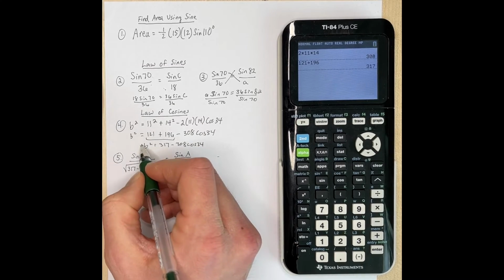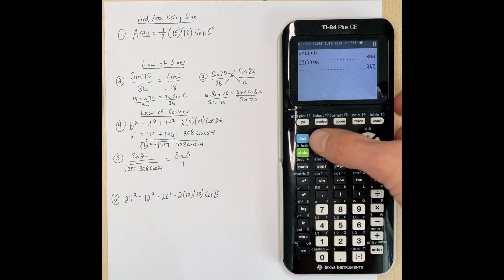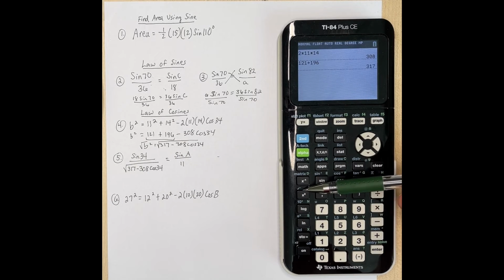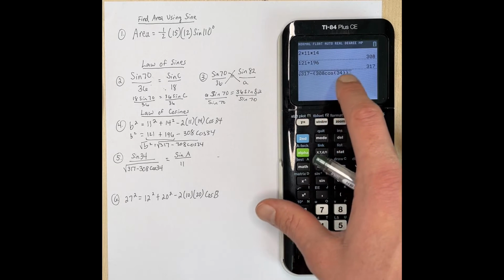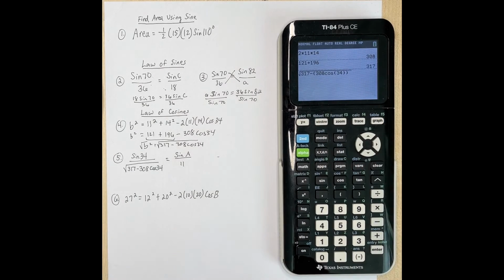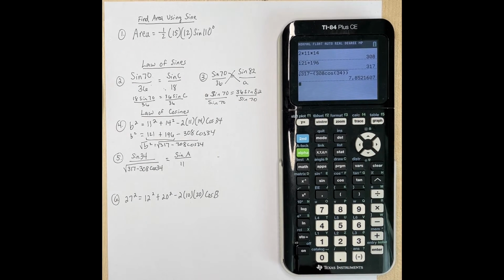Now at this step, we want to take the square root, and that would be the last thing we need to do. So typing this in my calculator, remember our square root is right here above x squared, so we're going to hit second x squared. Now I'm going to type in 317 minus, but now I'm going to put parentheses 308 cosine 34, and I'm going to close this parentheses twice, okay? I just want to do that so my calculator knows I want to multiply this first before subtracting from 317. Okay, now I hit enter and I get 7.9 if we're rounding. And that's my final answer because we were trying to find a side length.